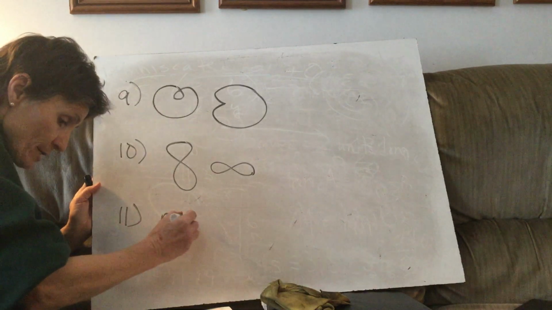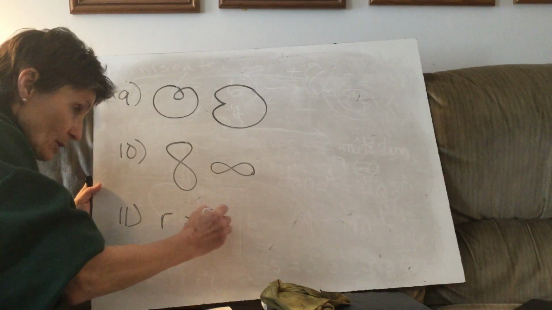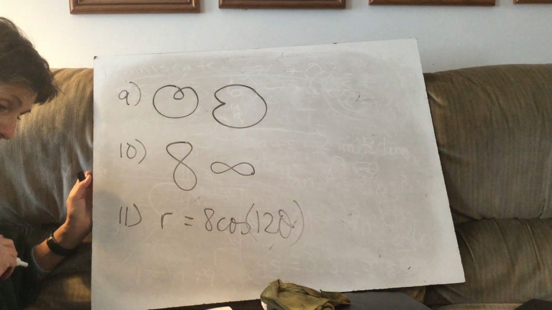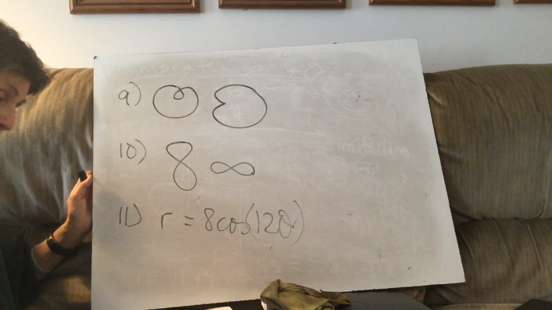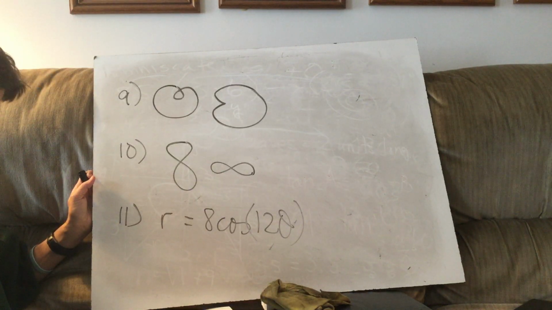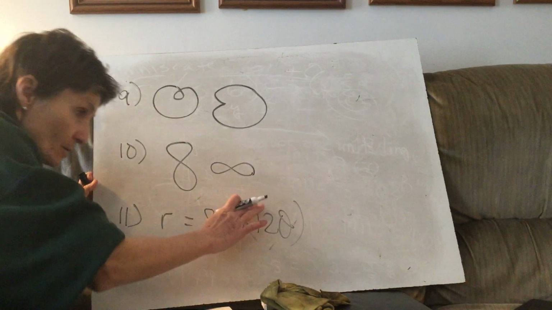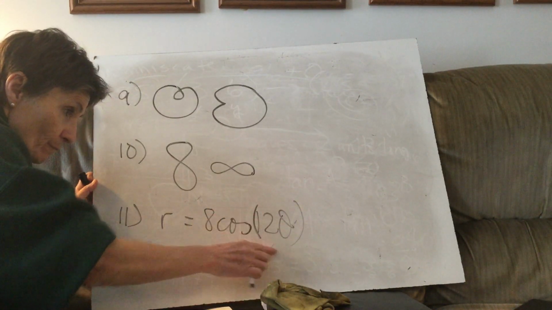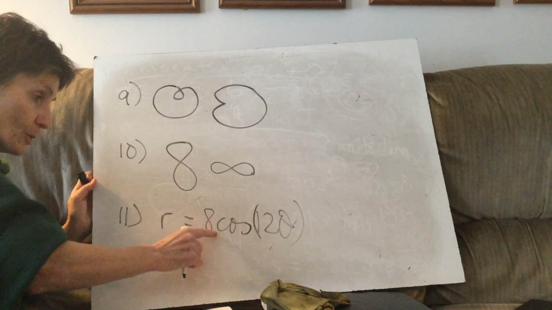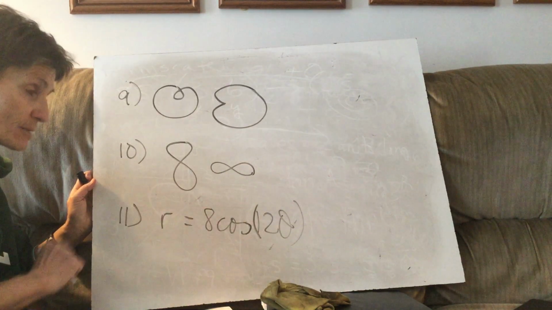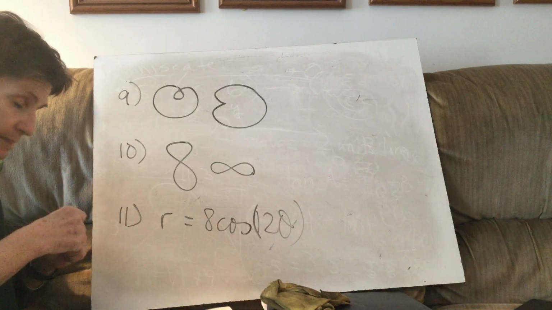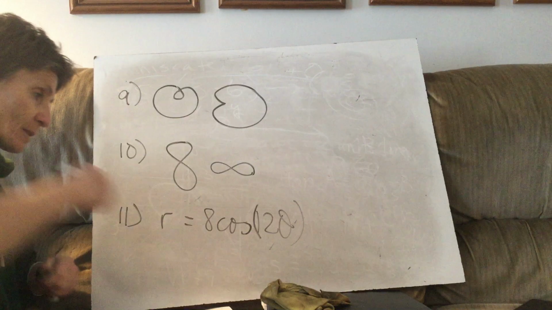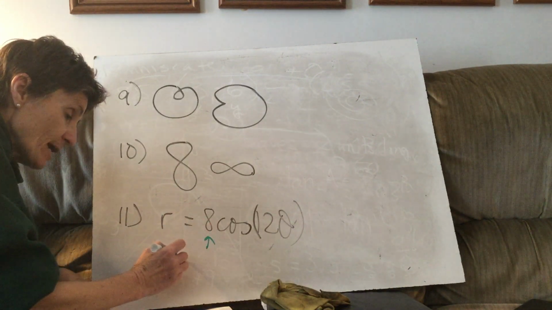11 says r equals 8 cosine 12 theta. And we want to know how many leaves it has. So remember, this is a rose. There's no squared, no plus or minus, and there is a cosine. So this is a rose. It can't be a limaçon, can't be a lemniscate, can't be a spiral, so it's a rose. This tells me the leaves are 8 units long.